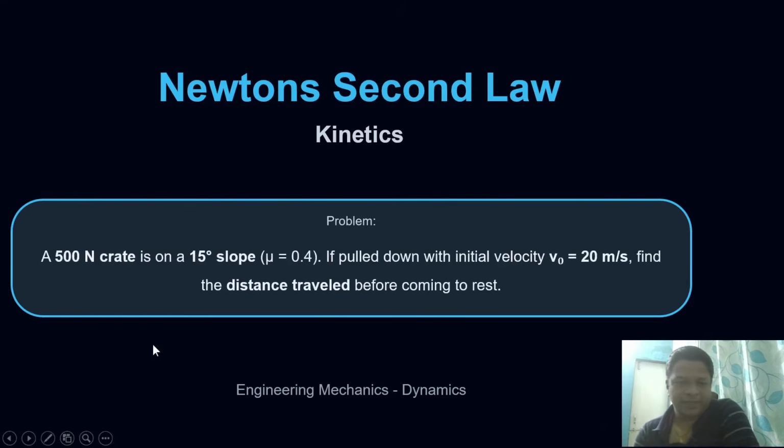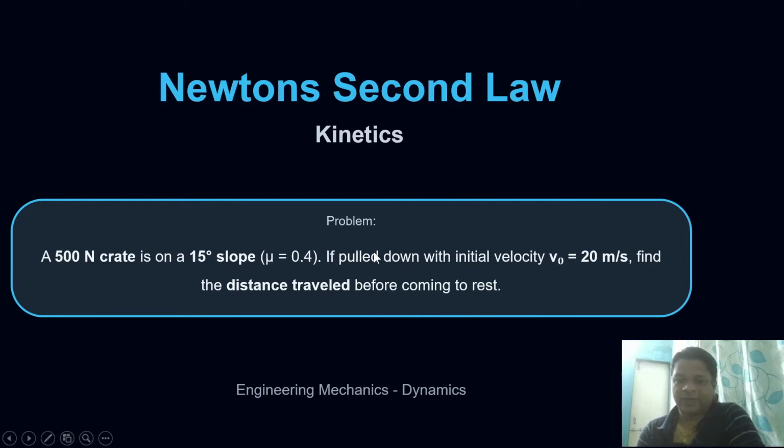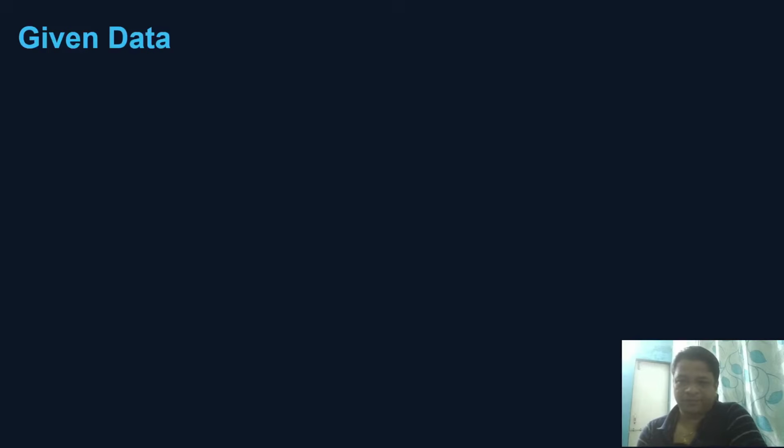The problem statement is: a 500 Newton crate is on a 15-degree slope, mu is equal to 0.4. If pulled down with the initial velocity v0 of 20 meters per second, find the distance traveled before coming to rest. As it clearly shows, friction is involved in this dynamics problem, so it's most likely related to Newton's second law. In this way, you can identify which model the question is asking about. Friction plus dynamics, so most likely it is kinetics or Newton's second law.